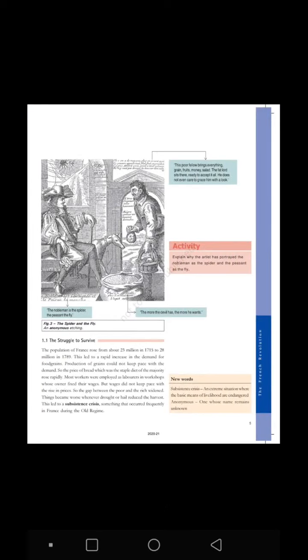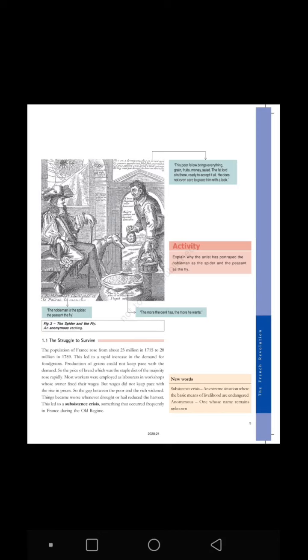Take a look at figure 3, the spider and the fly, an anonymous etching. This poor fellow brings everything: grain, fruits, money, salad. The fat lord sits there ready to accept it all. He does not even care to grace him with a look.